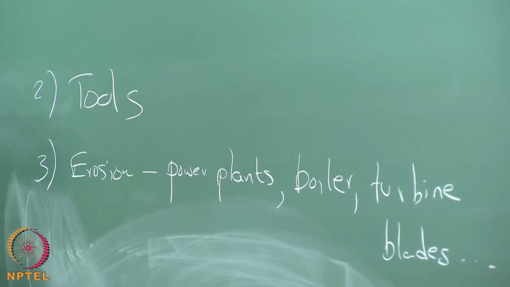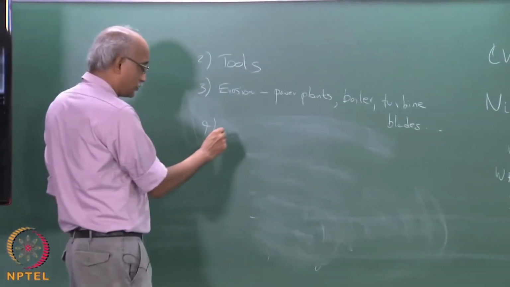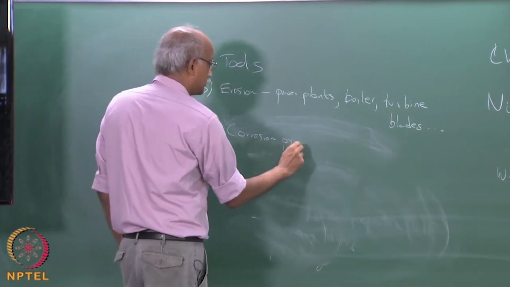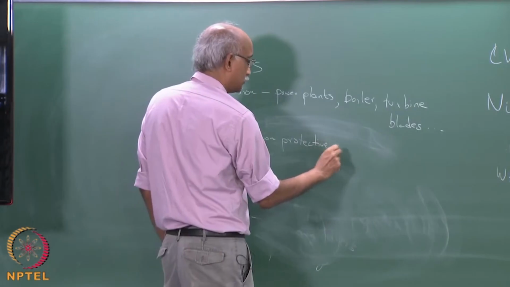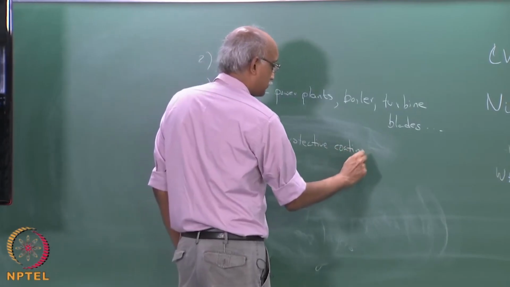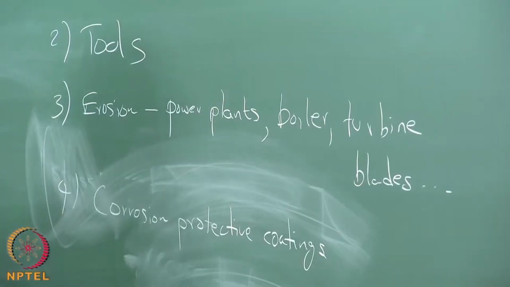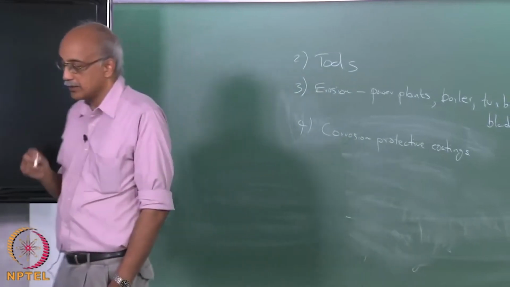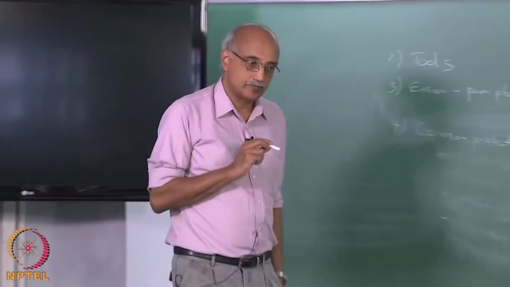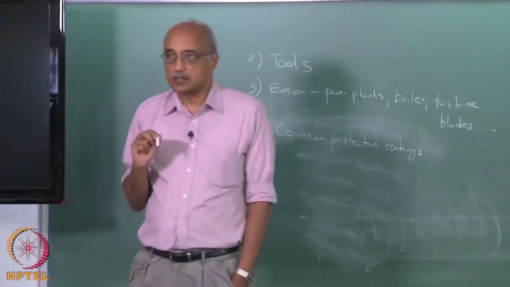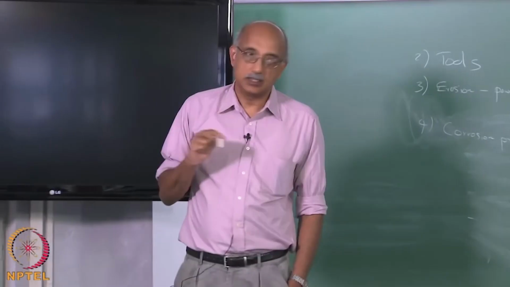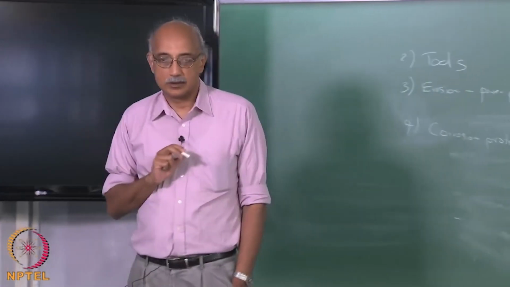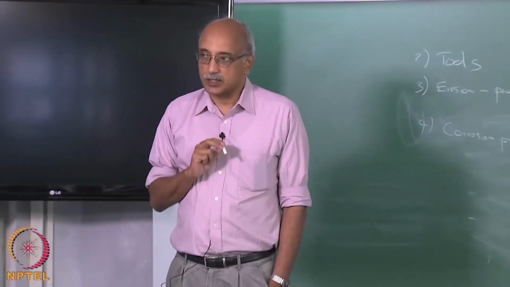The fourth application, which is probably the most important one, is corrosion protective coatings. In terms of potential value, this application far exceeds all the others, because it has been estimated that just in the US alone, the annual losses due to corrosion in various industries exceed something like $500 billion. So, corrosion protection in various environments is a very critical application.